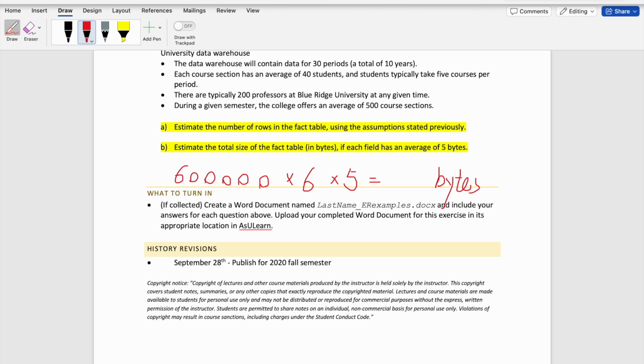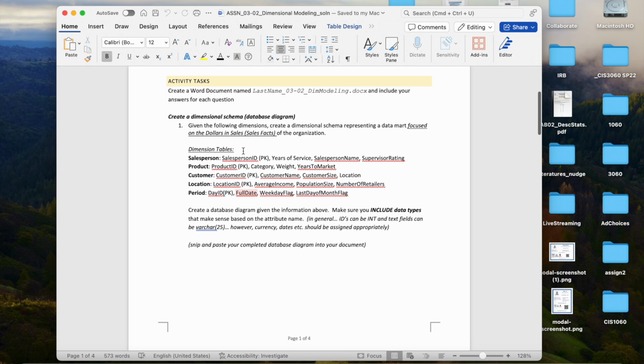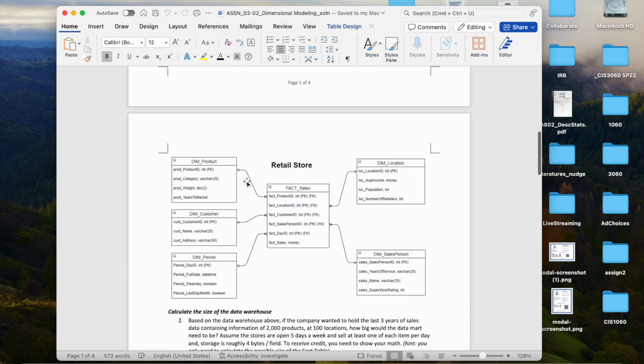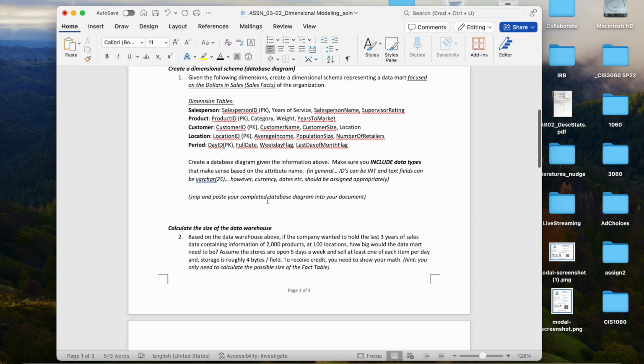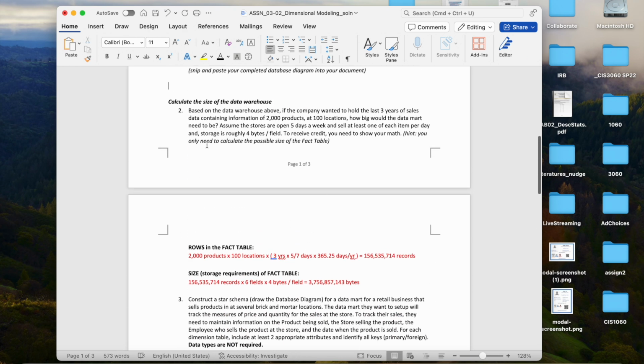That's all. And one more thing. We haven't talked about the homework, assignment 302, the last questions, right? Let me try to open it. And here we have it. Cool. So we already got this one down, and for this one you need to have your diagram here, and we already created the database diagram in the class. Remember, we drew them together, so you just snip and paste it here. And we also calculate this one.